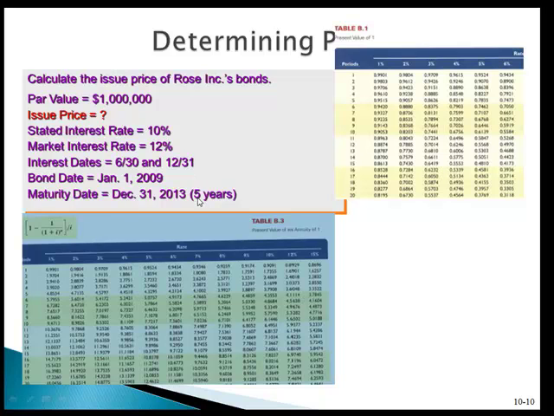Okay, and it's a 5-year bond. So the first thing I always do is put together a little chart of payments, and there are going to be 2 different types of payments. You're going to make your final payment at the end, your $1 million payment, and you're also going to make semi-annual interest payments. The final payment is going to be paid out once.